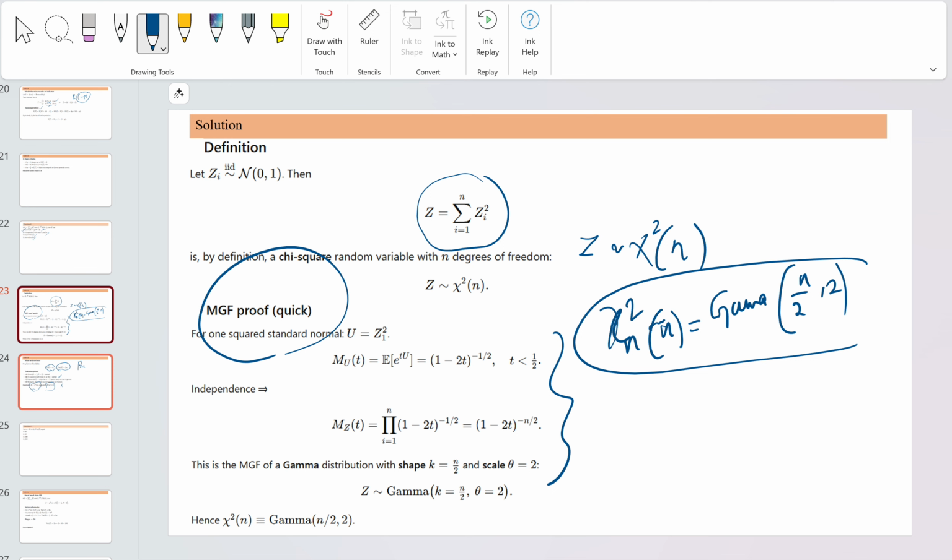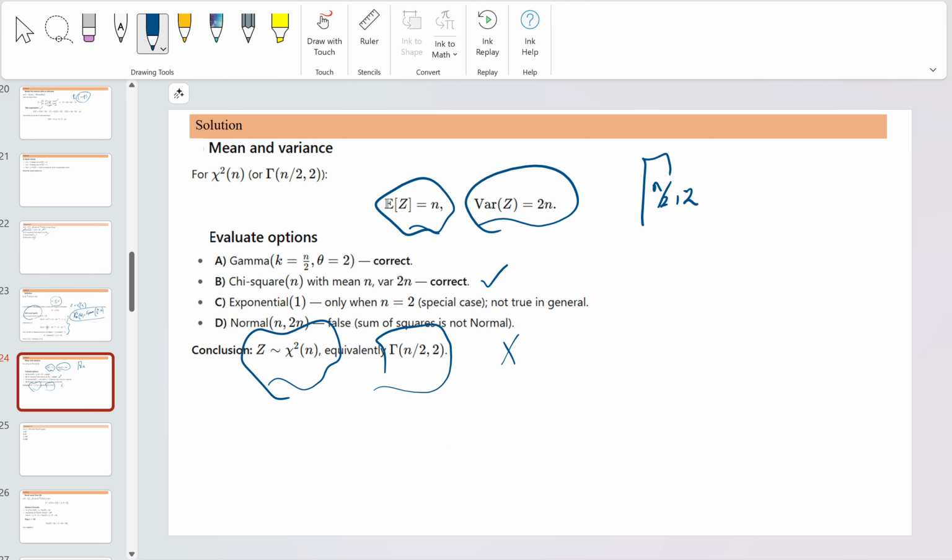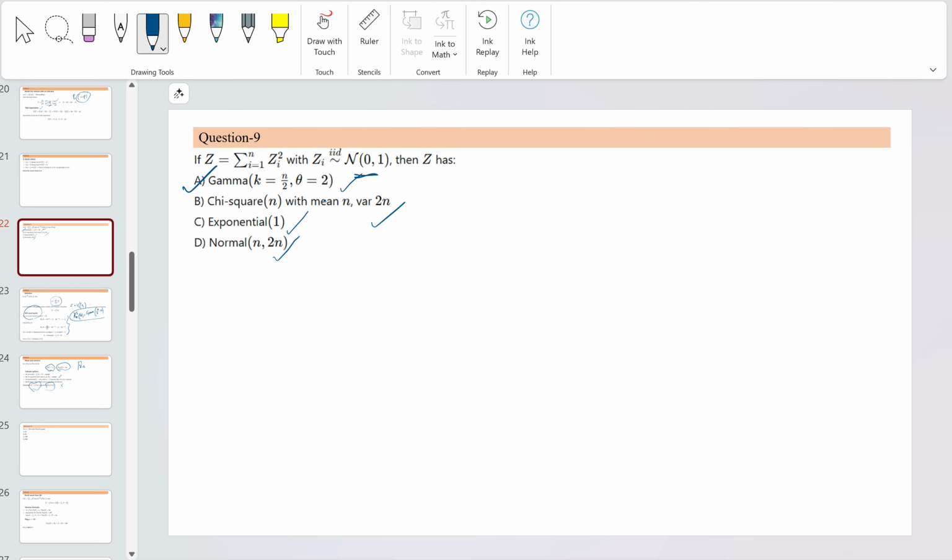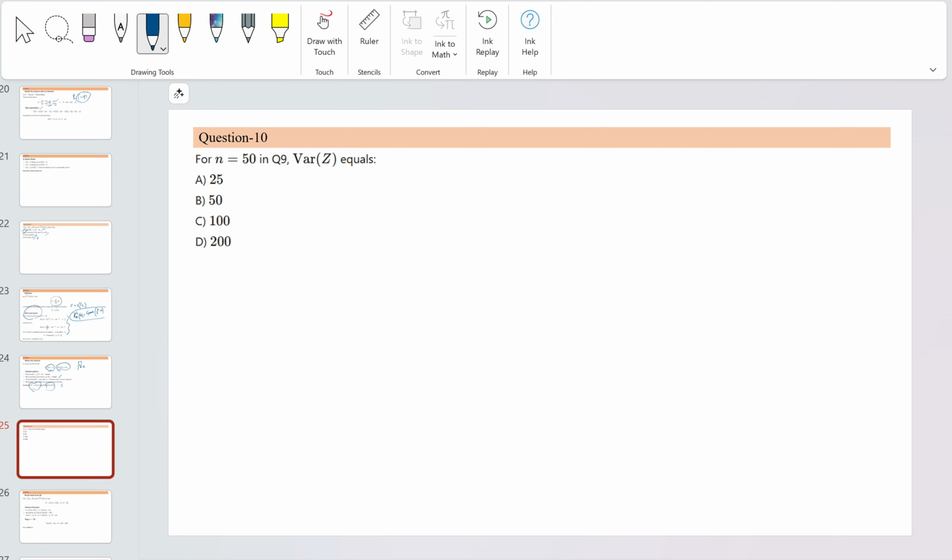And when you see option B, chi-square n with mean n, that is also correct. This is not correct. Okay. Let's move forward. Try to solve this problem.